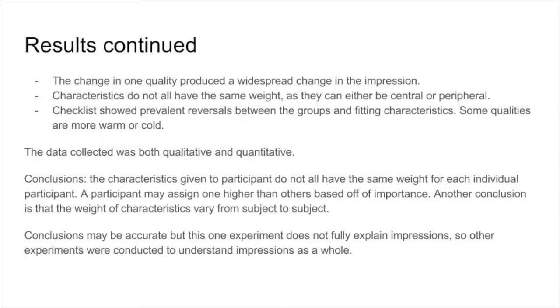Conclusions drawn from this experiment are that the characteristics given to the participants do not all have the same weight for each individual participant. A participant could assign one characteristic higher importance than others based on how important they perceived it to be. Another conclusion is that the weight of the characteristics would vary from subject to subject. The conclusions drawn from this experiment may be accurate, but this one experiment did not fully explain impressions, which is why other experiments were later conducted in the study by Asch to fully understand impressions. So they only offer a partial view of what is necessary to form an impression.